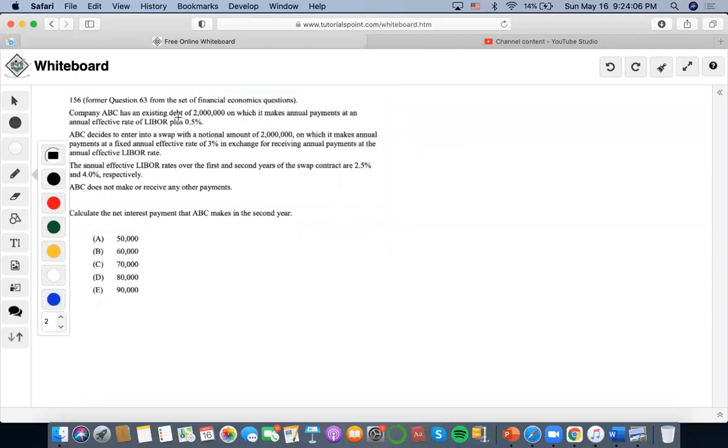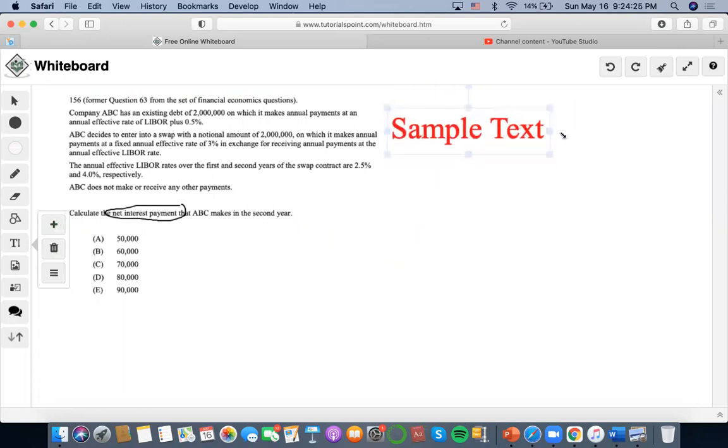Alright, so to first start off, this problem says that we want to calculate the net interest payment, right? What's interesting about this problem is that we have to recognize that there are two possible questions that the test will ask, and that is whether they want the net interest payment or the net swap payment. So I want to differentiate the two so you guys have more clarification.